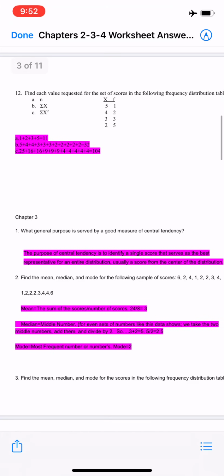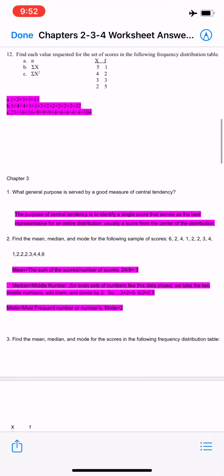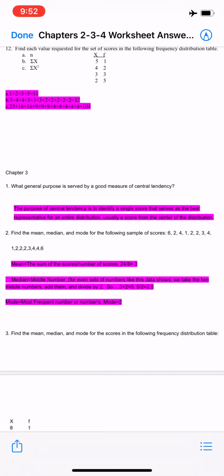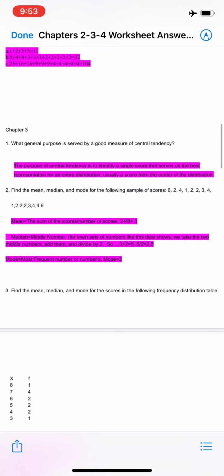Chapter 3. What general purpose is served by a good measure of central tendency? The purpose of central tendency is to identify a single score that serves as the best representative for an entire distribution, usually a score from the center of the distribution. In general, as far as where we are right now in the class, for a normal distribution the best measure of central tendency would be the mean, and for a skewed distribution, the best measure of central tendency would be the median.